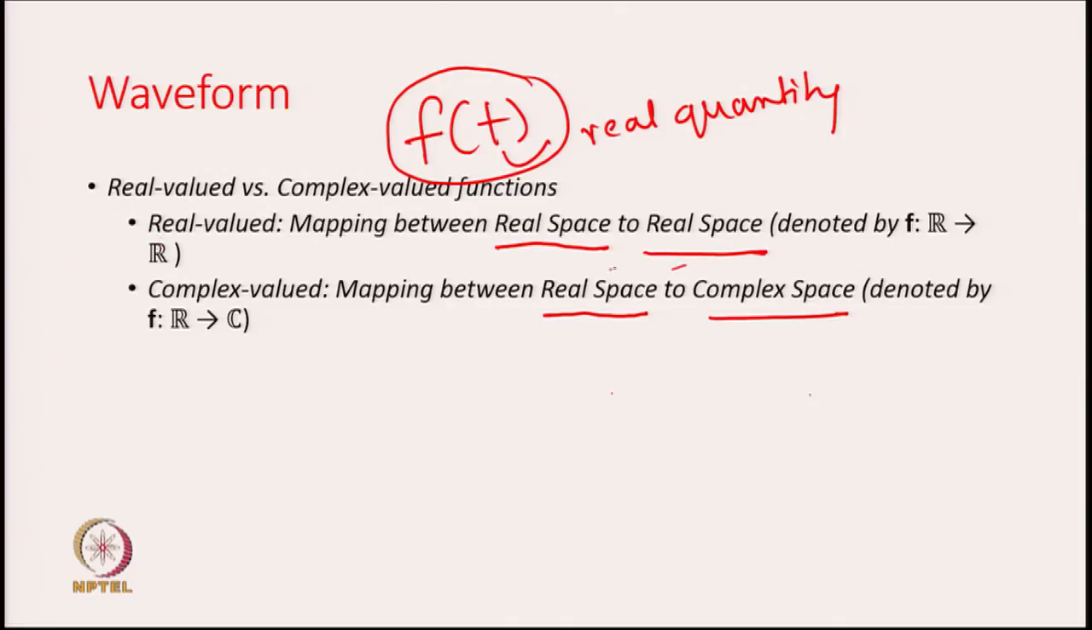So, we can have two kinds of functions: those which provide a mapping between real space to real space, or real space to complex space. The functions which map real space to real space are known as real valued functions. The functions which map real space to complex space are known as complex valued functions. Mathematically, we denote these as real valued functions and complex valued functions. The domain is real because we are always taking the independent variable as time. So, we will be interested in these kinds of functions, real valued or complex valued.